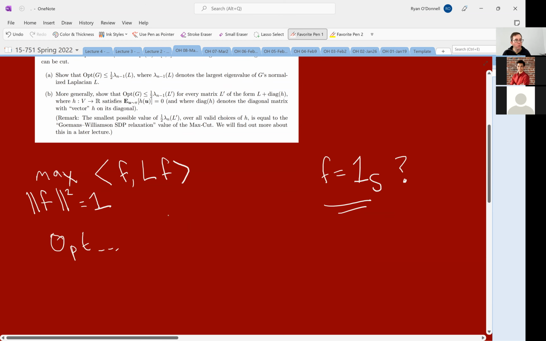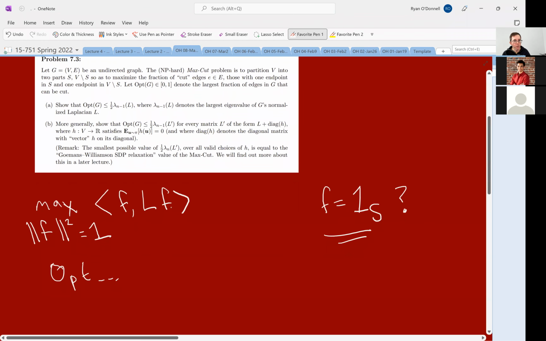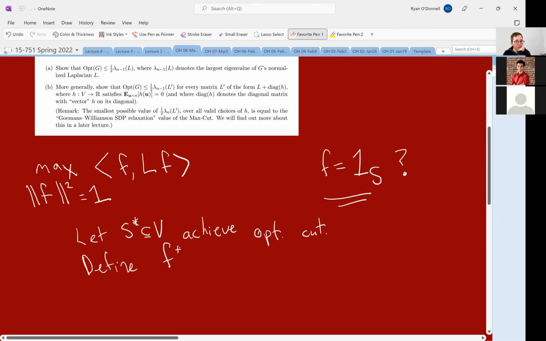Okay, so let's see what's going on here. We have max cut. We're trying to partition it, the fraction of edges between us. Okay, so let's say you're saying let S, which is a subset of V, achieve the optimum cut. Yeah. Okay, so we could define, let's put a star just so we don't forget it's generic, we could define F star to be the indicator of this S star. Yes, exactly. Okay, so now what?